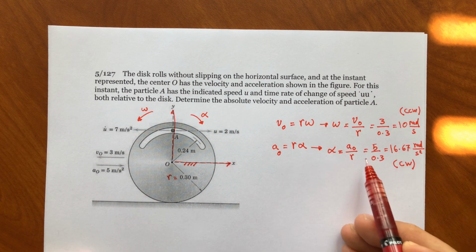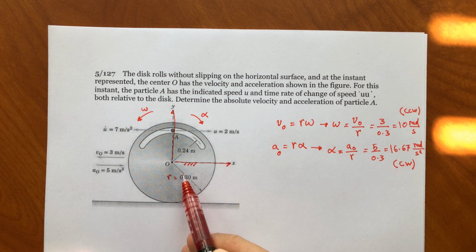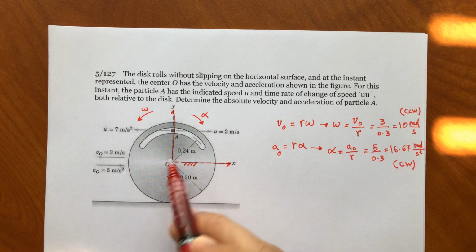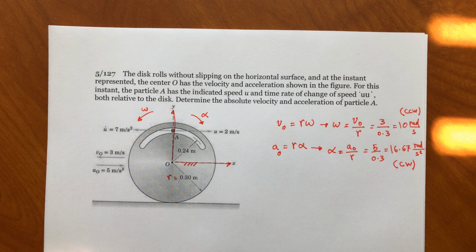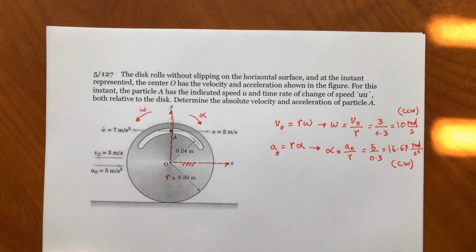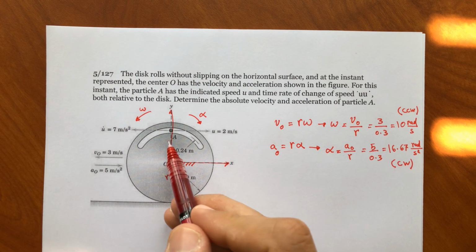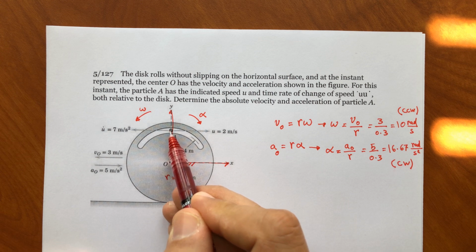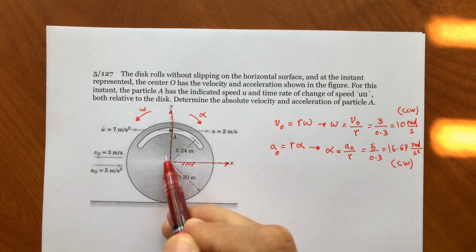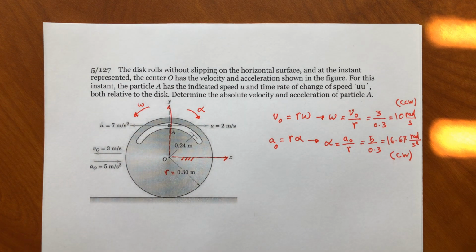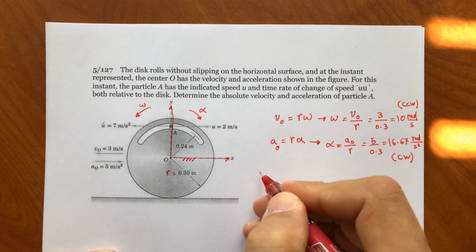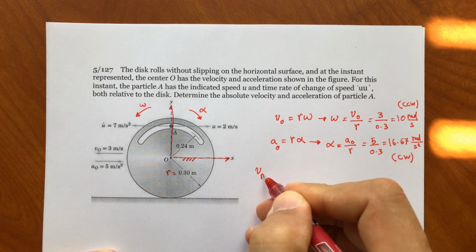So this is the angular velocity and angular acceleration of the disk, which means angular velocity and angular acceleration of the rotating frame. That's one thing. The other thing that we need to figure out is what is the relative velocity of this pin or this ball in the rotating frame in XY coordinate, and also what is the acceleration of it. So let's start with relative velocity.